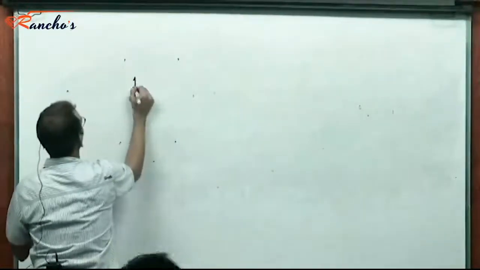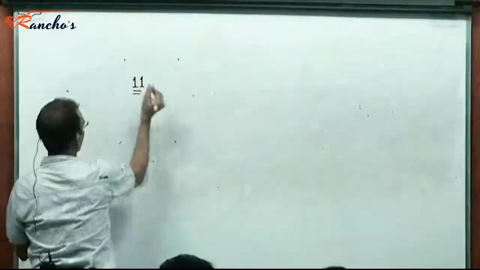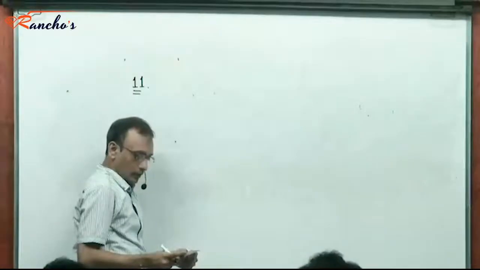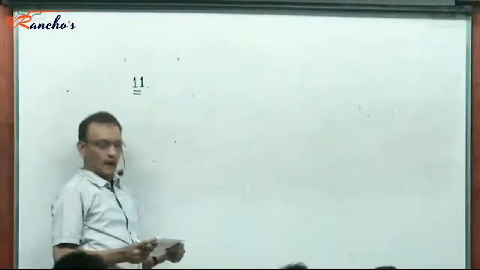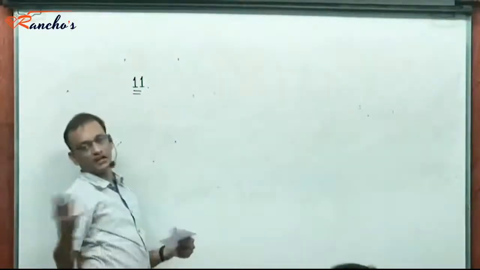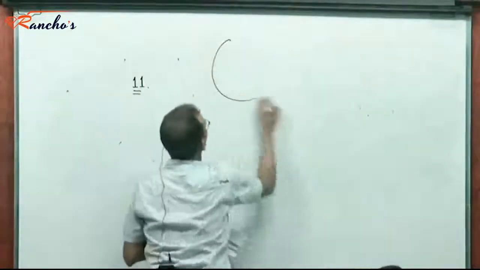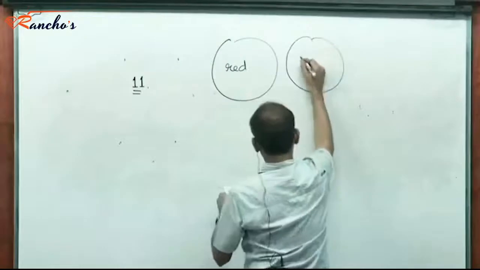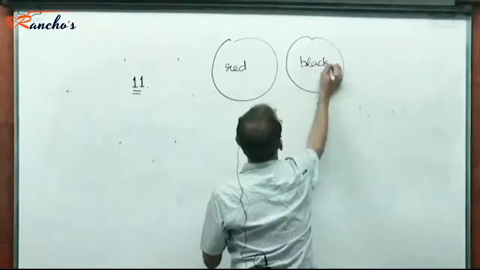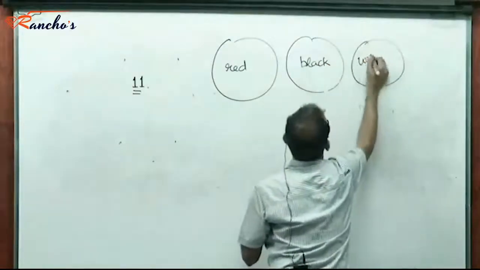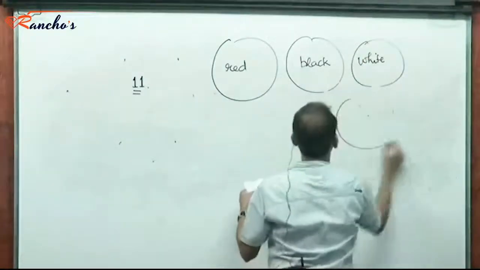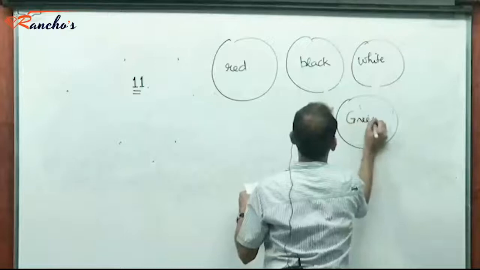Number 11. There is an unlimited count of red, black, white and green balls, right? Let's say unlimited number of red balls, unlimited number of black balls, unlimited number of white balls, and they're all identical, and unlimited number of green balls, right?